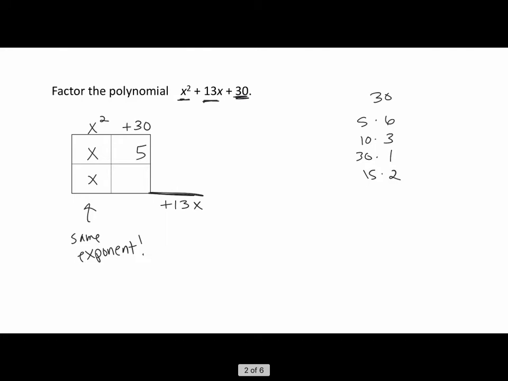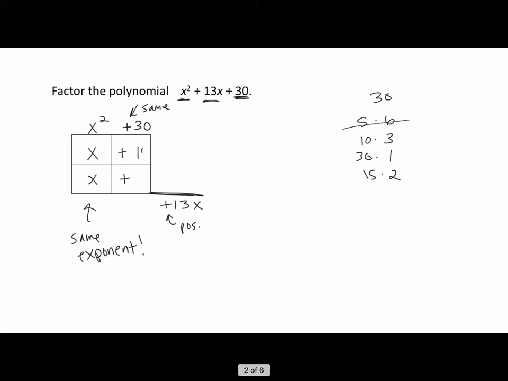Say I want to try 5 and 6. Since this sign is positive, that means that the factors have the same sign, and that would be a positive sign, so positive. And if I multiply across, x times 5, I get plus 5x, and x times 6 is plus 6x. Does that add up to 13x? No, it doesn't. So let me try something else. I do still know the signs are both positive. So let me try other factors.